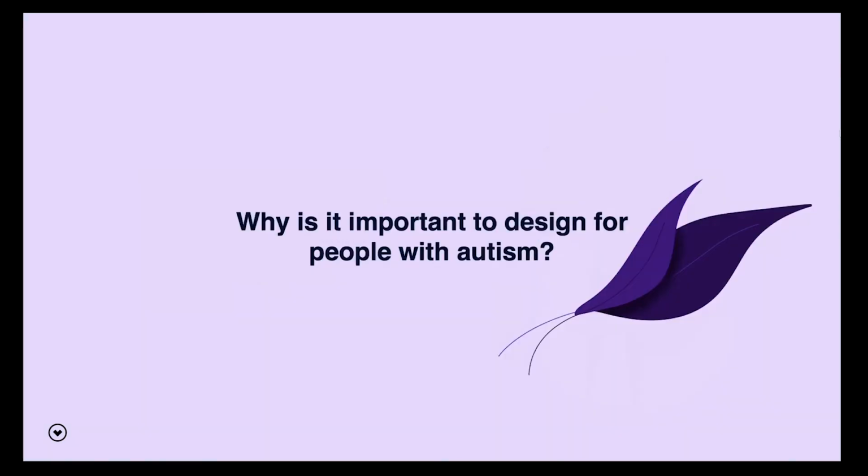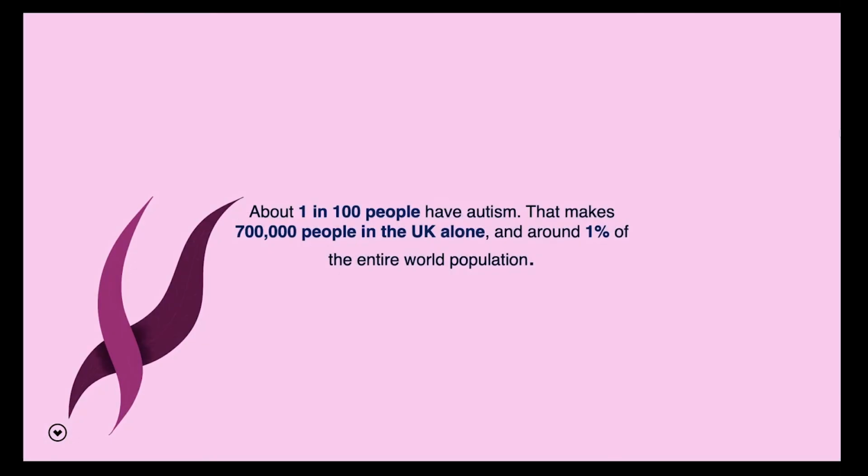And that brings me to the next point. So why is it important to design for people with autism? Just to give a number here: 1 in 100 people have autism in the UK alone. So that makes over 700,000 people here, and over 1% of the entire world population. That's quite a big number if you think about it. That's quite a lot of people to consider.